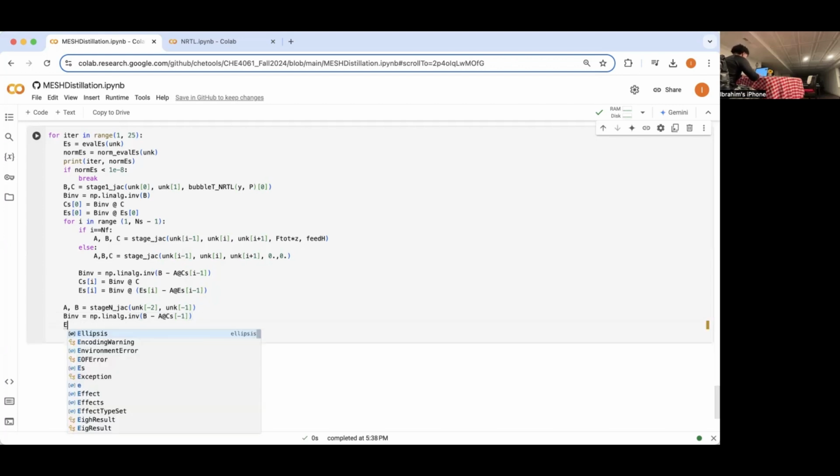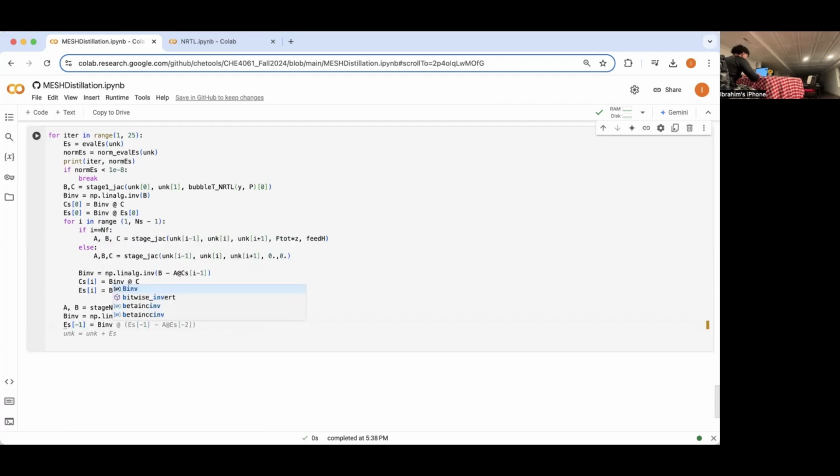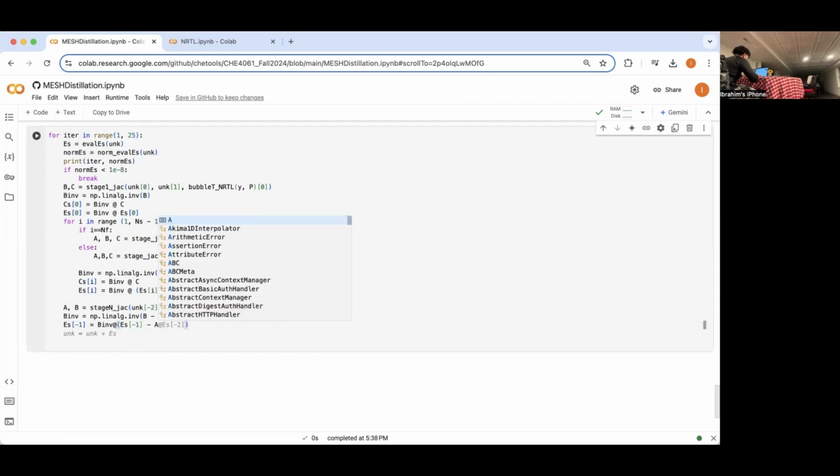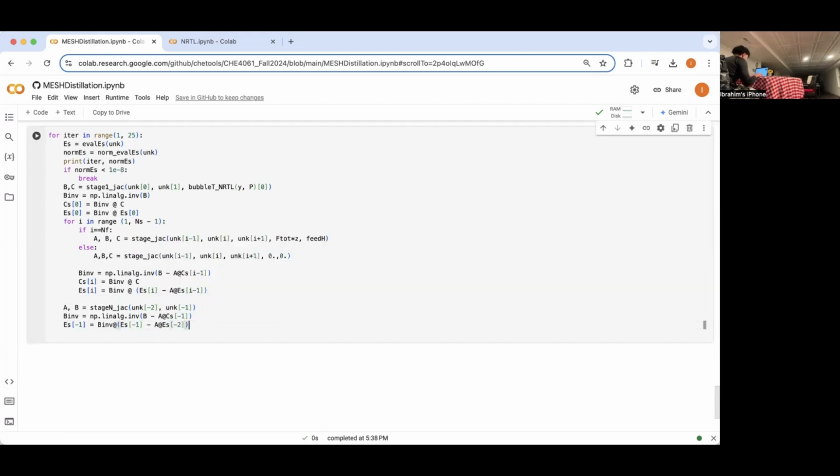So we're going to be looking at our e's as a function of minus 1, and this is going to be equal to our B inverse matrix multiplier for our e's as a function of minus 1. And then this is going to be minus our A matrix multiplier es as a function of minus 2. Okay, let's go ahead and set up our deltas.